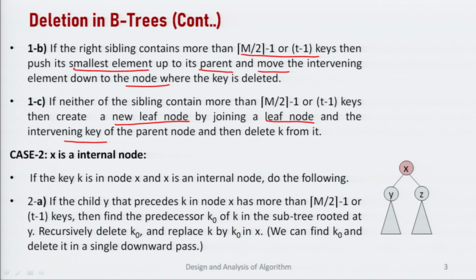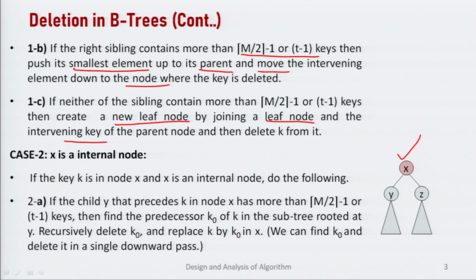Okay. Now, the second case, when we are going to delete a key k from node x and node x is an internal node. The case first was when the node x is a leaf node. Now, case second says that the key which you want to delete is residing in a node x, and node x is an internal node. Just see here, x is an internal node. So, how can we perform the delete operation? This would also have three cases, 2a, 2b and 2c. Now we will discuss the 2a case.